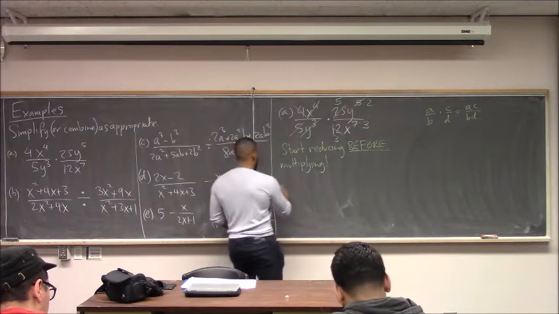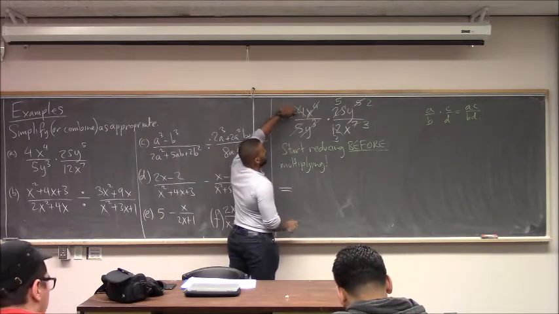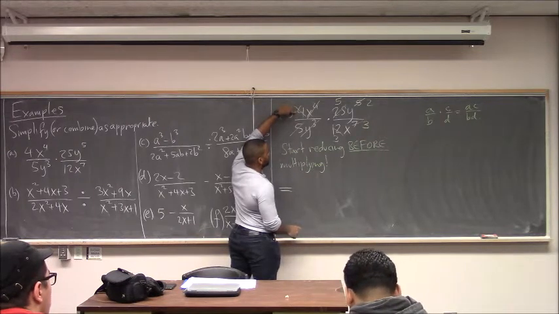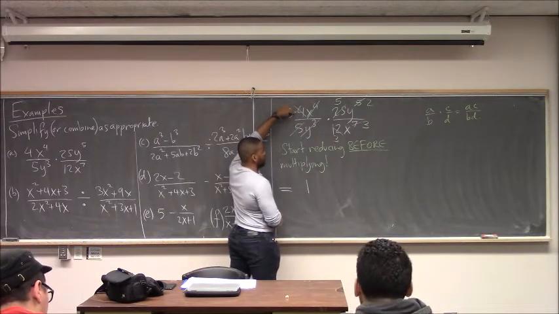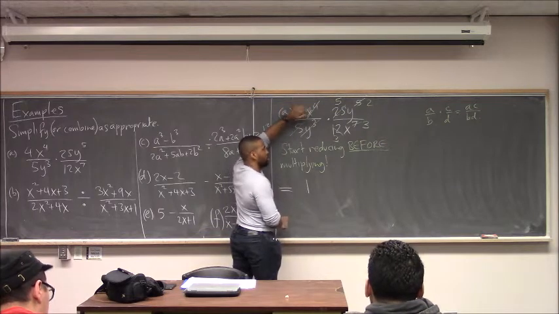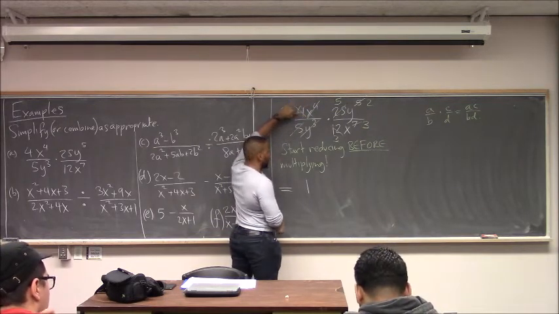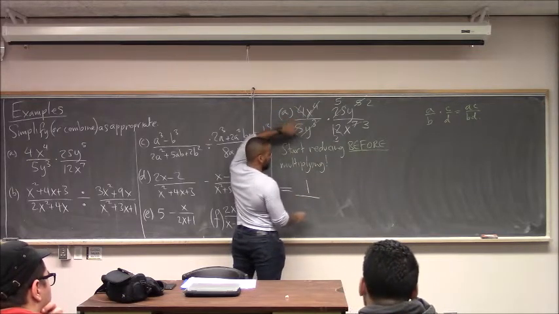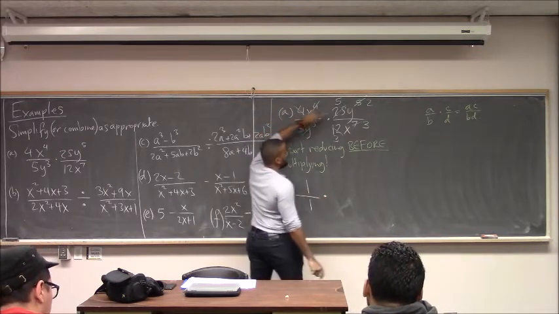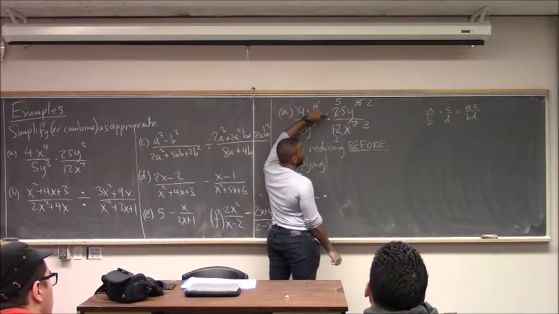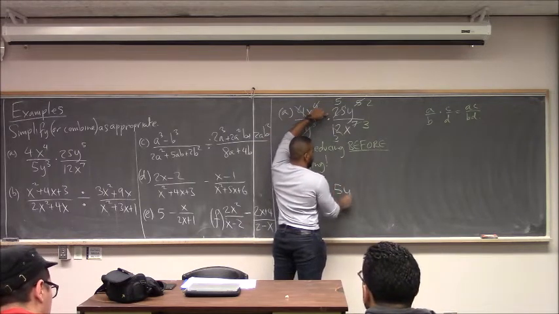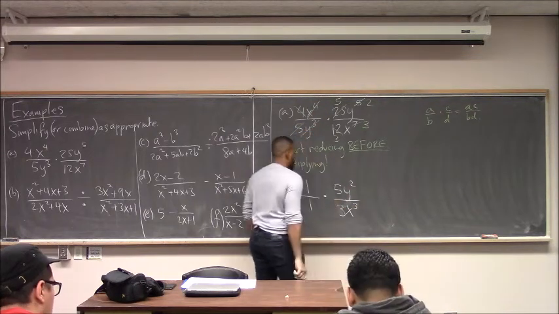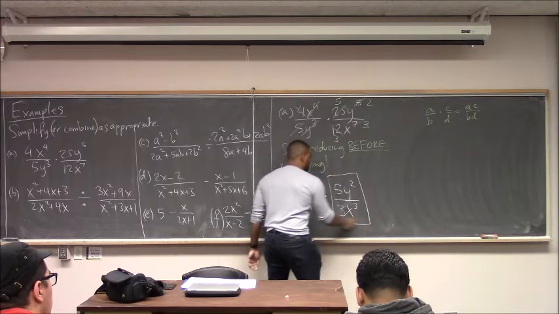And so what do we have left over on the top? 1. Everything cancels, you're left over with 1. Don't think that there's just a void there or there's a 0 there. It means there's a 1 there. What do we have over here? Everything literally cancels, so we just have 1 over here. 5y squared over 3x cubed. And so basically that would be the answer.